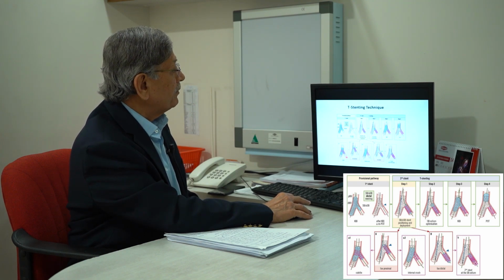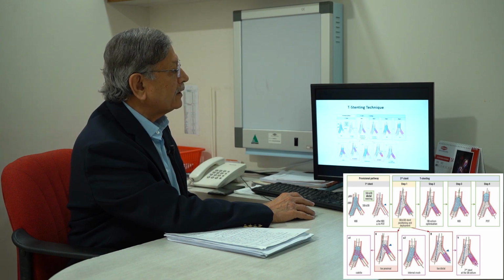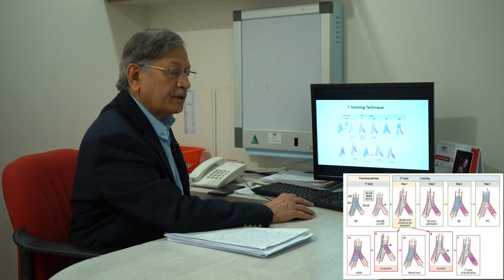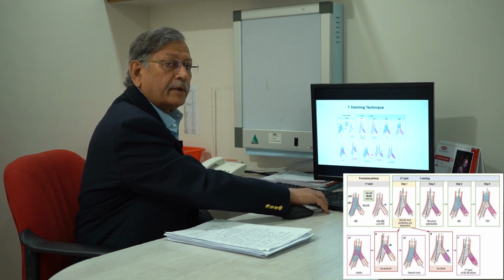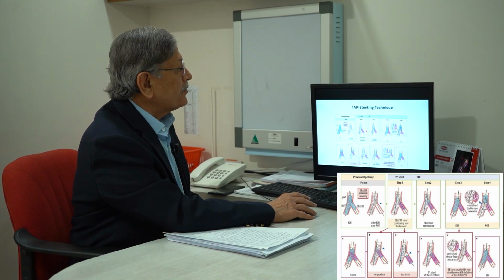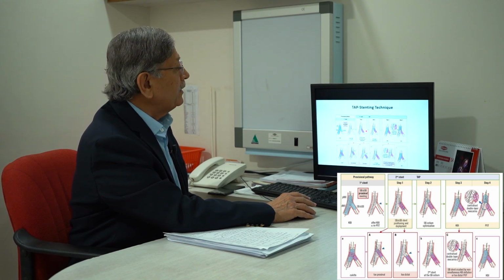The other technique that can be used is culotte. You can do it even with provisional ones, and of course here are the problems you may encounter. When T-stenting, the stent can be too proximal, then you have to do an internal crush. Of course, if it's too far, there is geographical miss. So these are the pitfalls that one may see with T-stenting.